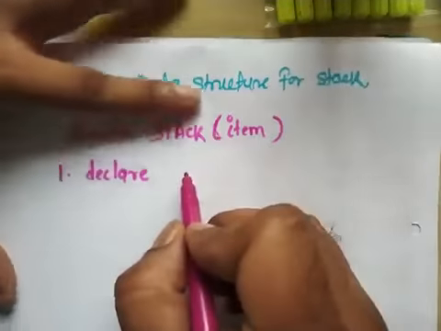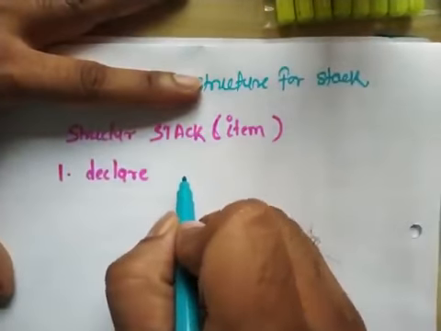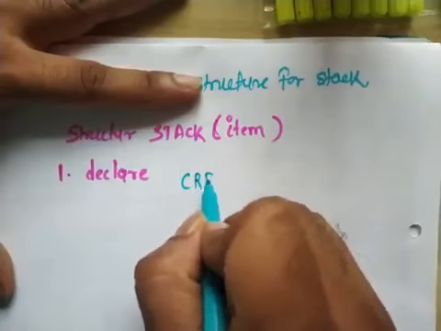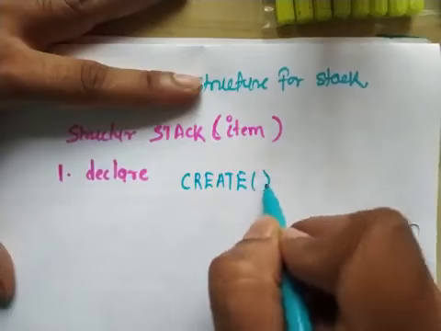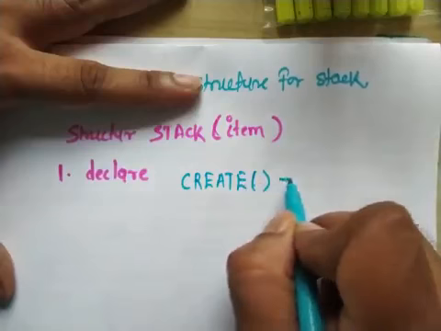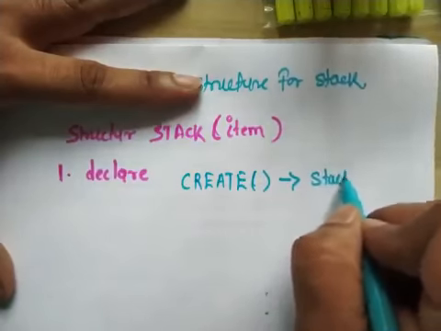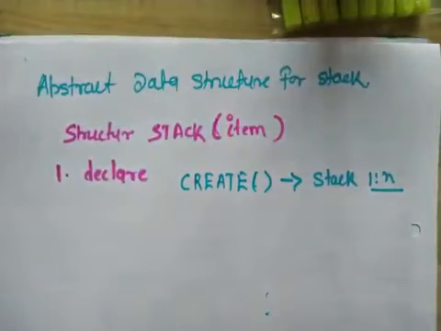So first I am going to declare a create operation, or you can say function. This create function basically returns a stack of size 1 to n.